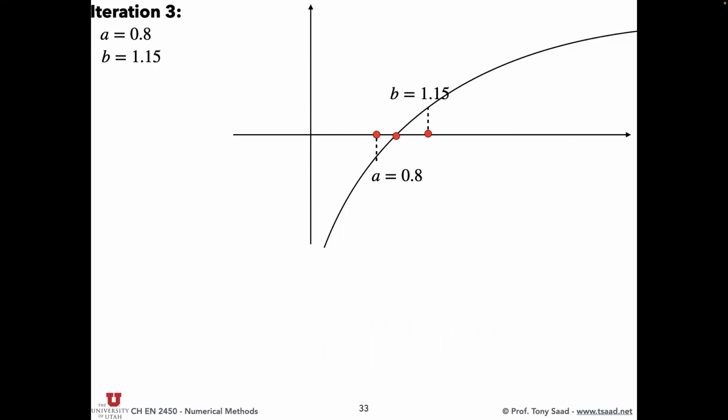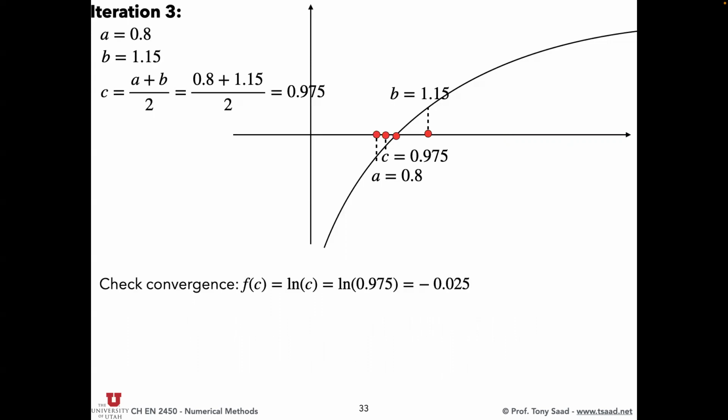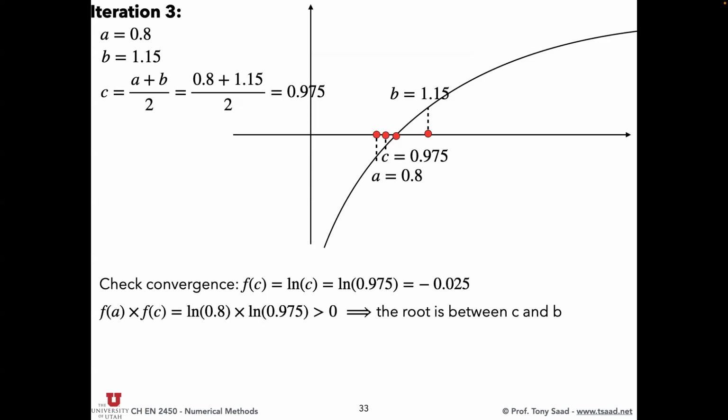Then we take the midpoint. C is 0.975. Look, we're getting closer to 1. This is great. We're getting closer and closer to 1, and you see our error is reducing. F of C is getting closer and closer to 0. It's 0.025 now, and so on. Now again you evaluate whether A and C are on the same side, and they are. So your new bracket is C and B, and you continue doing that ad infinitum.